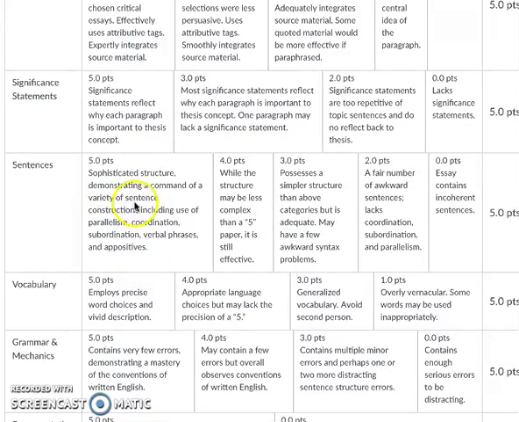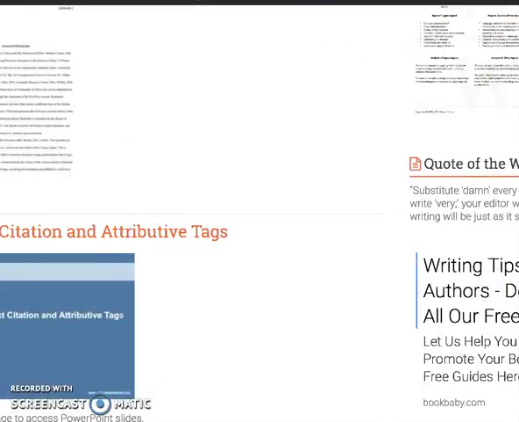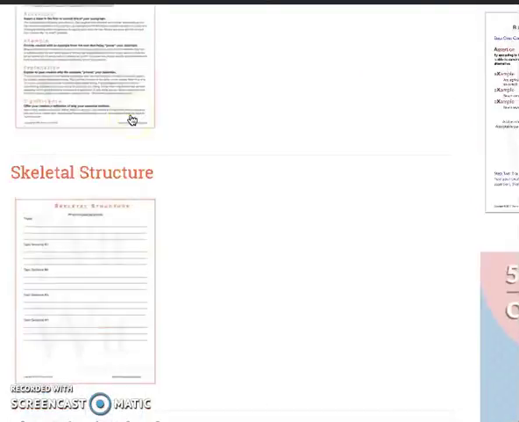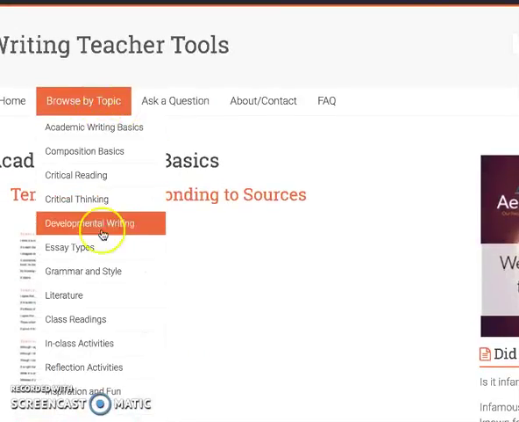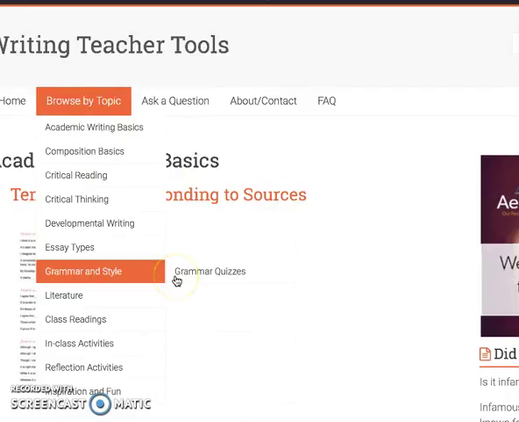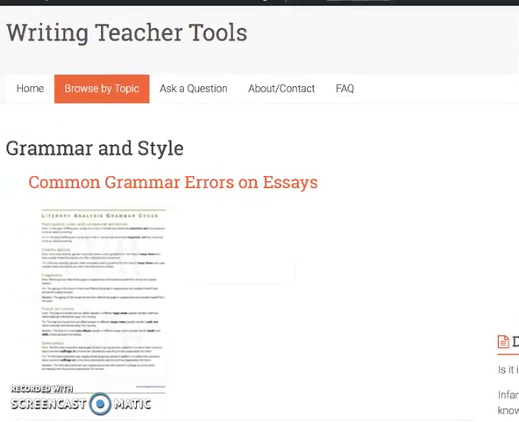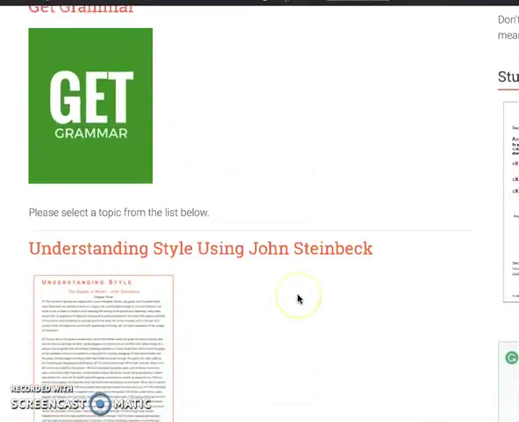With your sentences, I'm looking for that you're using a wide variety of sentence structures. If you're in this 3 range, you probably have 2 or 3 sentence structures that you're using over and over again, and you haven't really ventured out into other types of styles. So if you're trying to work on improving this area, again, go back out to Writing Teacher Tools. This time, you're going to go to Grammar and Style. So go Browse by Topic, Grammar and Style. And there's a couple of documents out here that you can use to help improve your sentence structure.